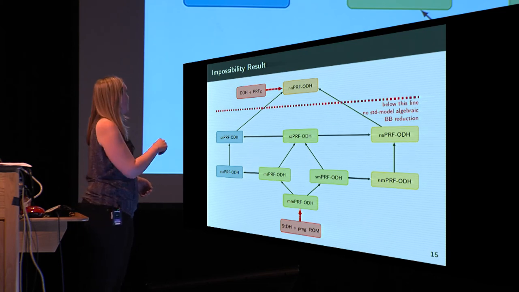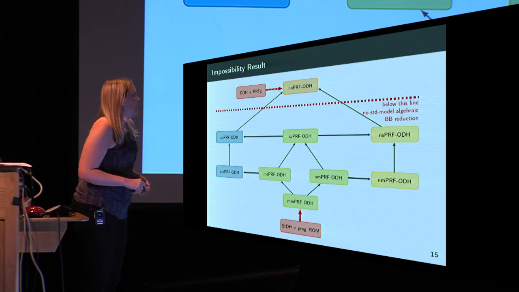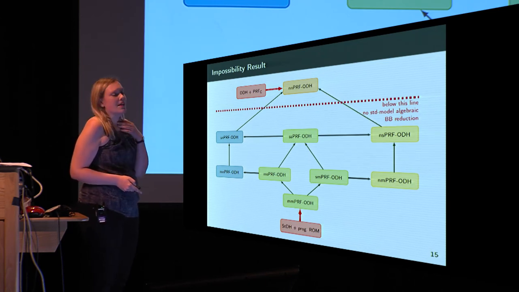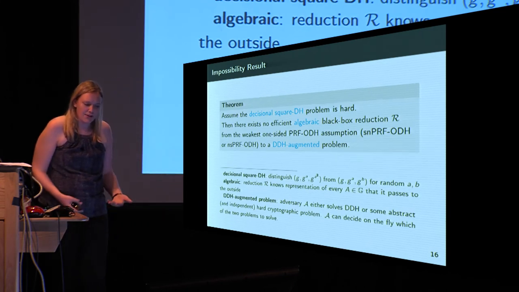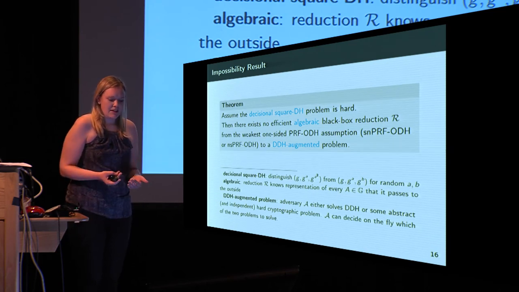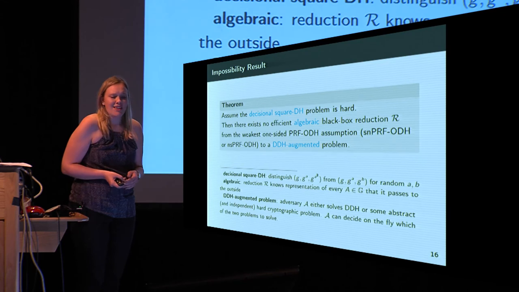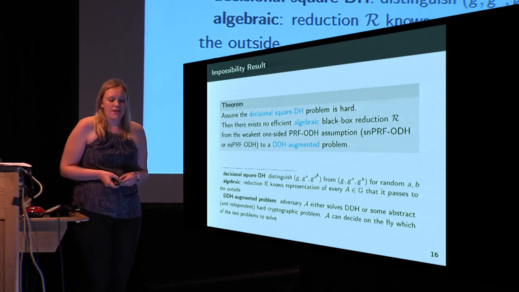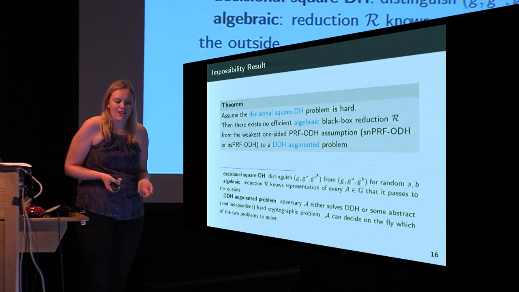So as soon as we go from NNPRF ODH to SN or NSPRF ODH, we no longer have standard model algebraic black box reductions. More precisely, the theorem states that if we assume the decisional square Diffie-Hellman problem to be hard, which means to distinguish g to the a squared from g to the b for random a, b given g to the a, then we showed that there exists no efficient algebraic black box reduction from the weakest one-sided PRF ODH assumption to a DDH augmented problem.